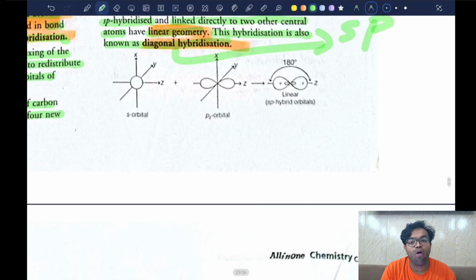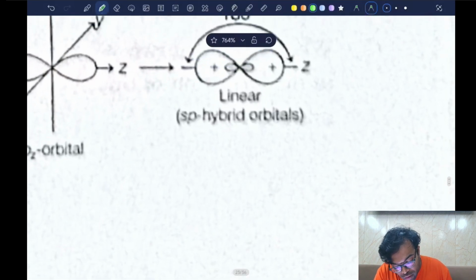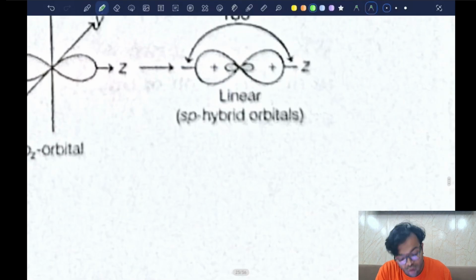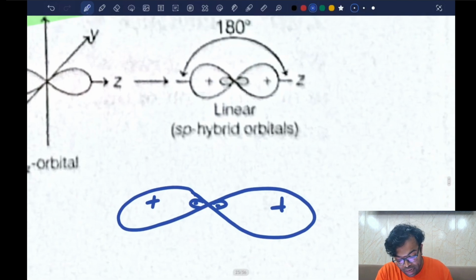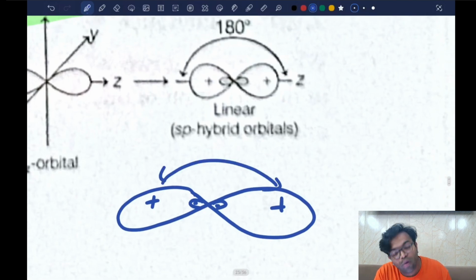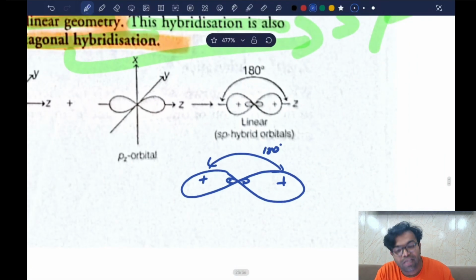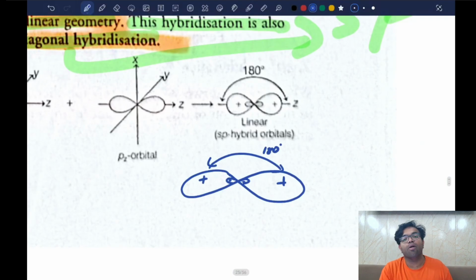Now you have the s orbital and the p orbital. When you combine the s and the p orbital, this is how the arrangement goes. When you draw this sp hybridized orbital, we draw it like this. The negatives are inside, and the angle between the two is going to be 180 degrees. So this is the structure of an sp hybrid orbital. We'll learn more about this shortly.